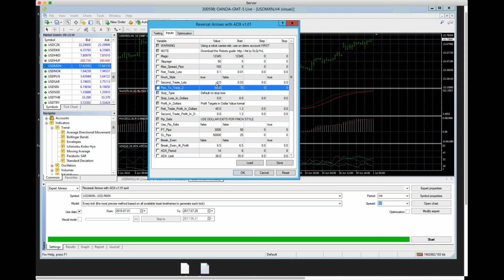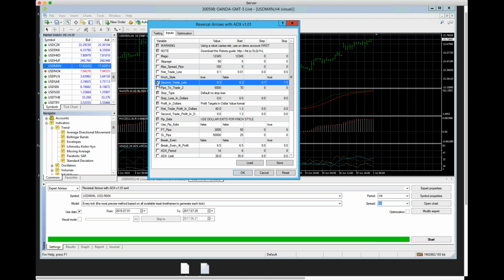But you know what? Let's do this, actually. Let's back test and optimize the second trade size. We'll start with the second trade size of 3. We'll step in increments of 1 mini lot. And then we'll step all the way up to 9 mini lots on the second trade. Oh, no, we're not. We're going to step all the way up to 1.5 mini lots on the second trade.